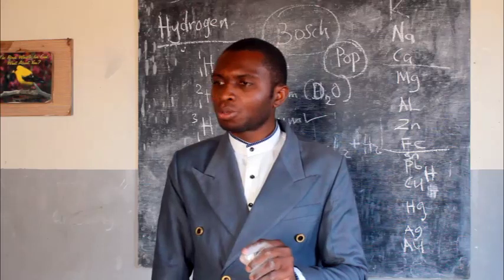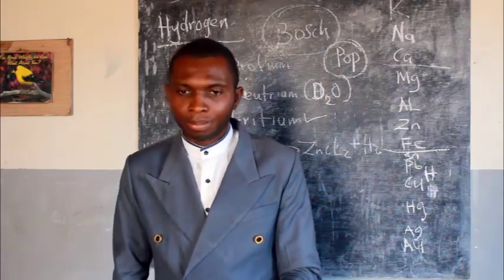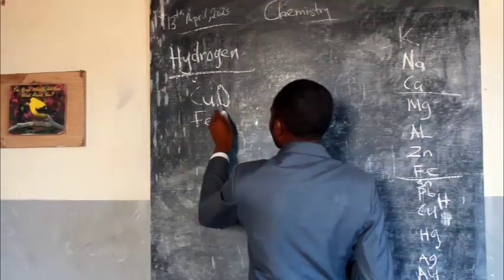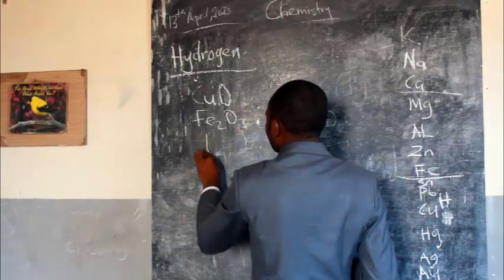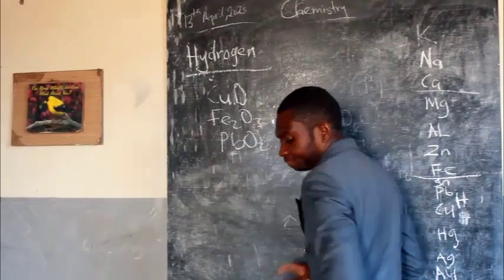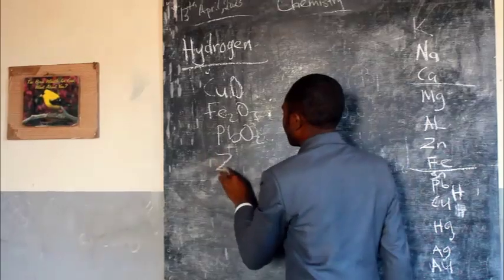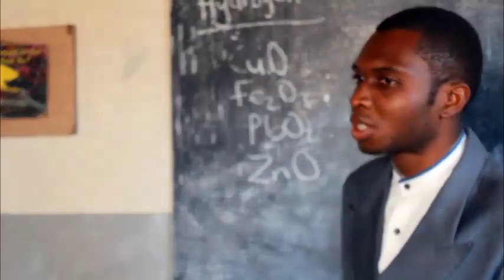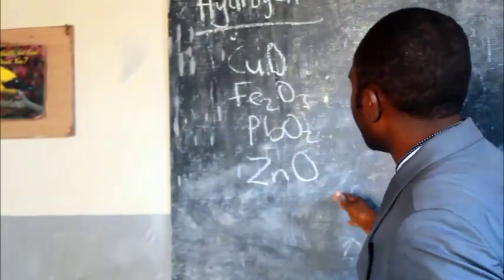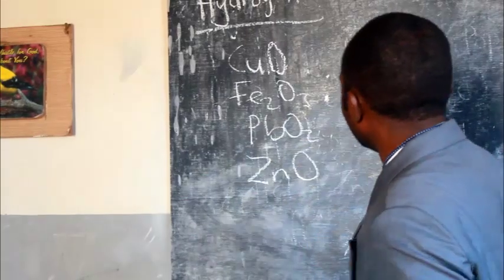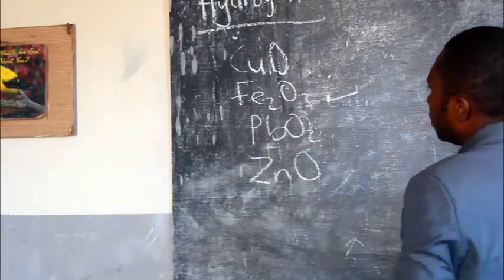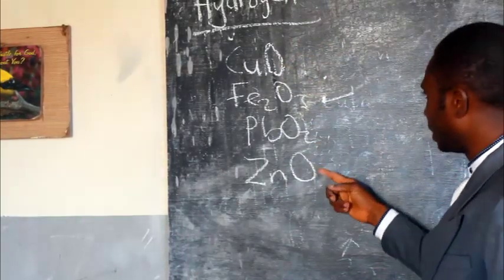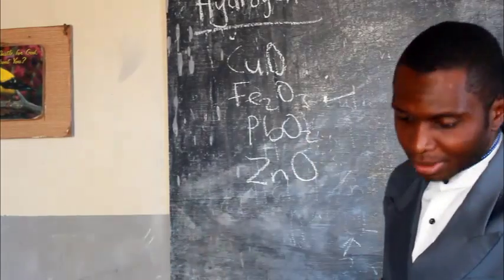Now from this option you were asked which of them will remain unchanged. The oxide that remains unchanged when heated in oxygen is, look at these, various oxides: copper oxide, iron oxide, lead oxide, zinc oxide. The answer is iron oxide.